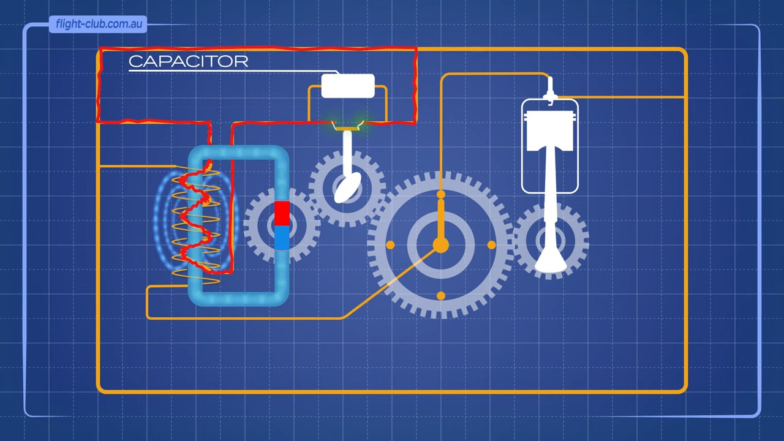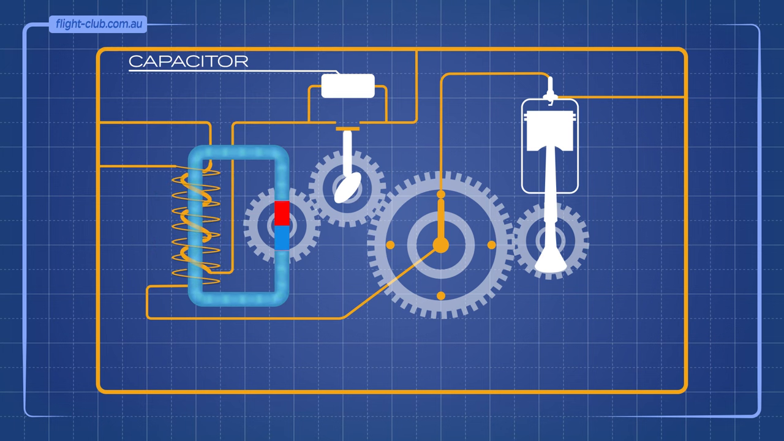It sits across both sides of the breaker point. When the breaker point opens, it doesn't arc anymore, because the current flows into the capacitor instead. Thanks to the capacitor, the magnetic field in the core collapses very quickly. Thus, the voltage spike is high and the spark is strong.